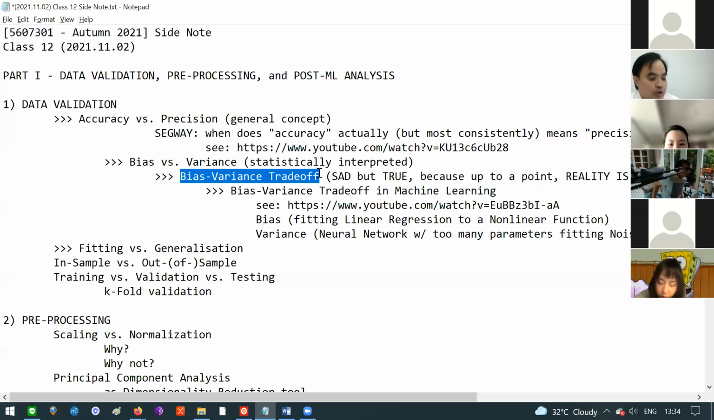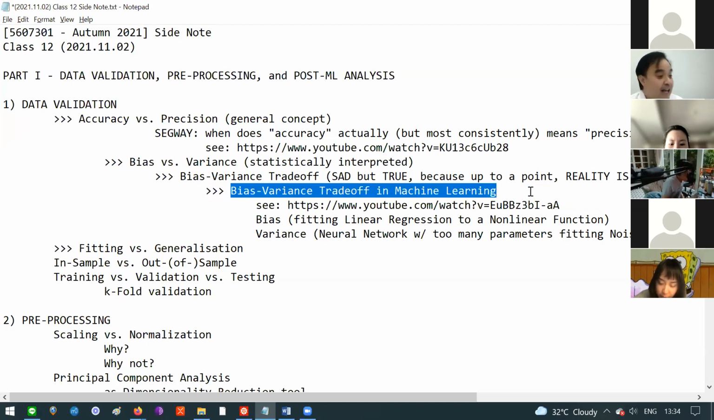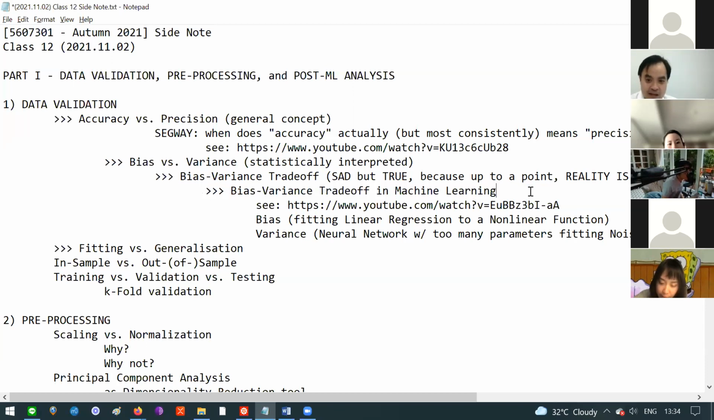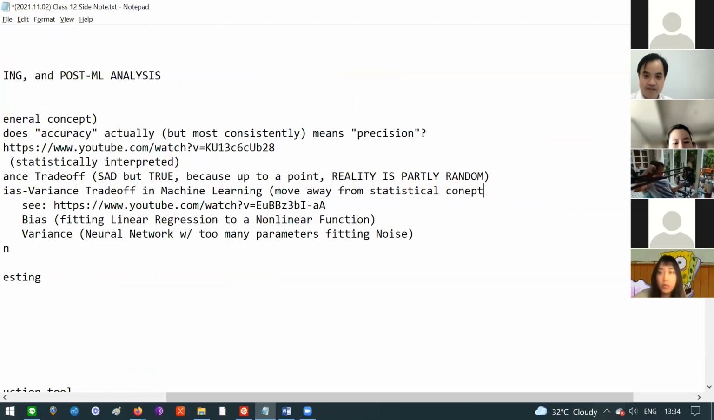Okay? So this is still the same concept. Now the next concept is the variance bias trade-off in machine learning. Now this is different. Okay? So now you move away from the statistical concept.